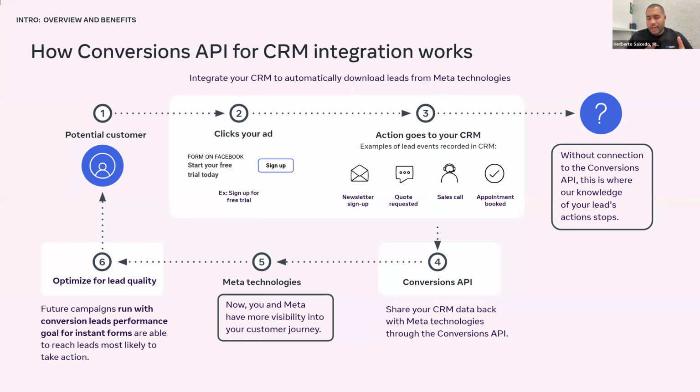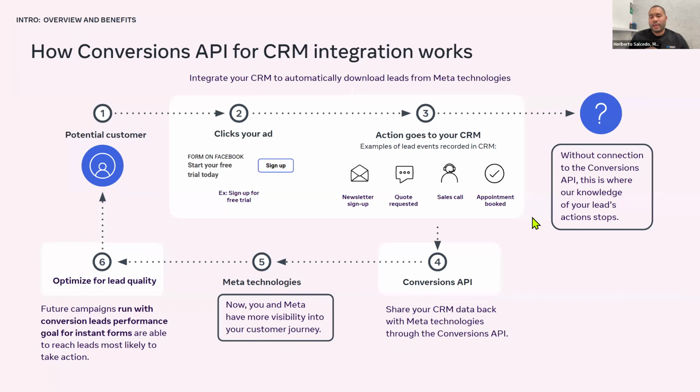I wanted to visualize that for you a little bit in this graph. If you look at it left to right in terms of how it works, you have your potential customer, someone using any one of our services today. They click on your lead ad or lead campaign, whether to sign up for a service or enter their name or number. That action specifically goes into your CRM and is recorded, whether a new lead has been initiated, an initial call, whatever that action would be.